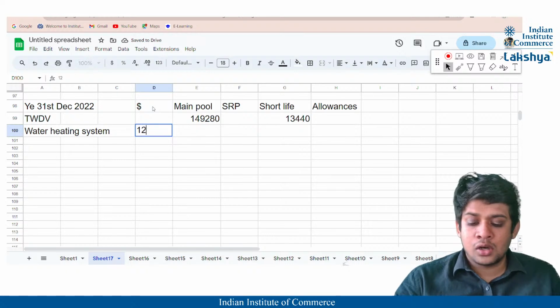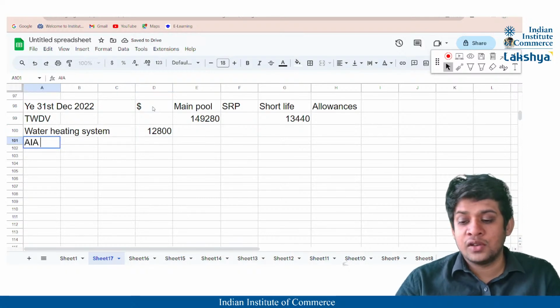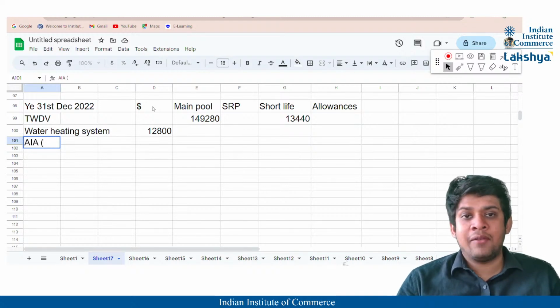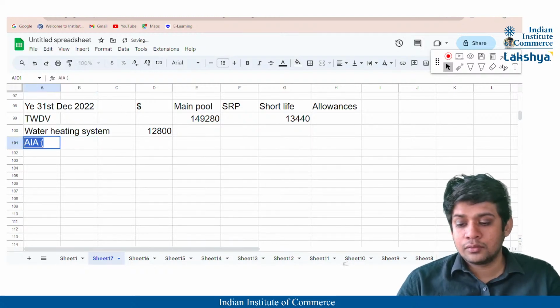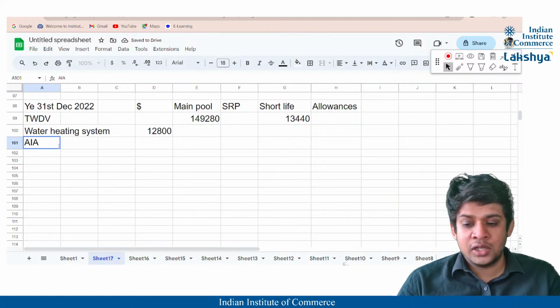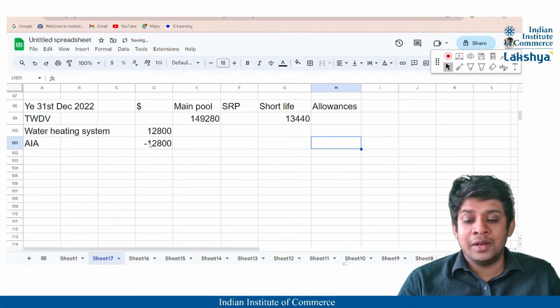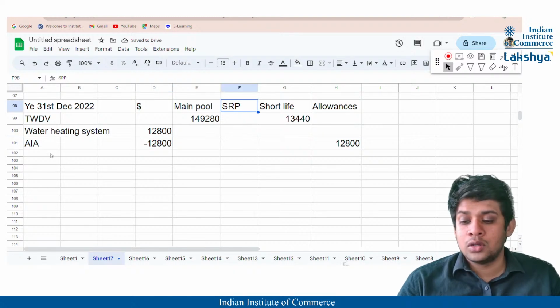Okay. So it has a cost of 12,800, but I will give AIA first to it because it goes to your special rate pool. So rather I would save it from going to your special rate pool. Okay. So AIA I will give, my AIA for the year is 1 million, and obviously this is lower than 1 million. So the whole thing will be taken, and in my allowances I will write 12,800. So nothing will go to my special rate pool.